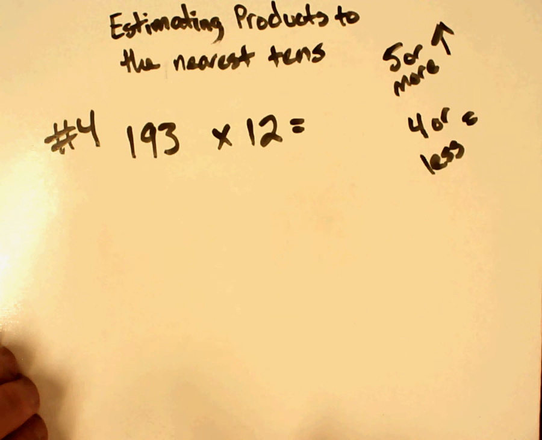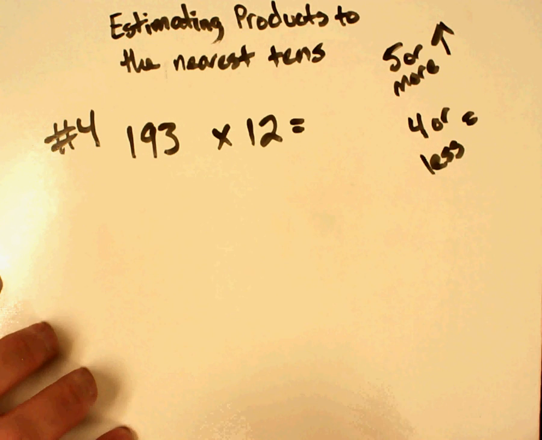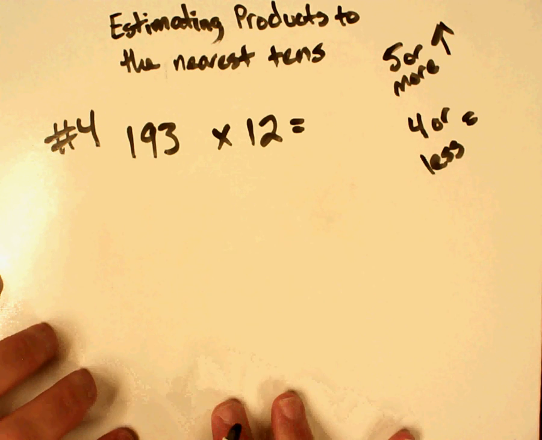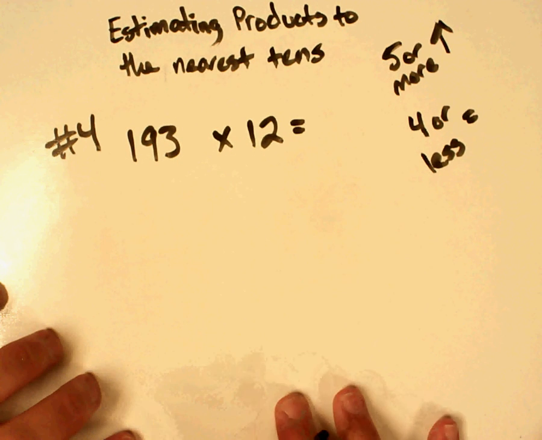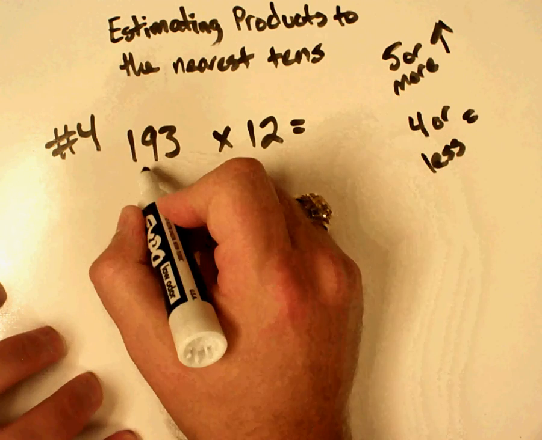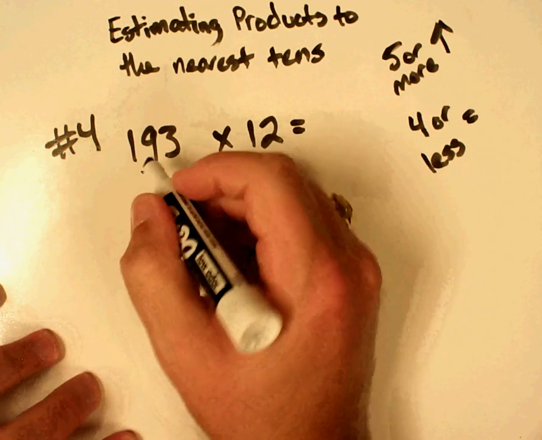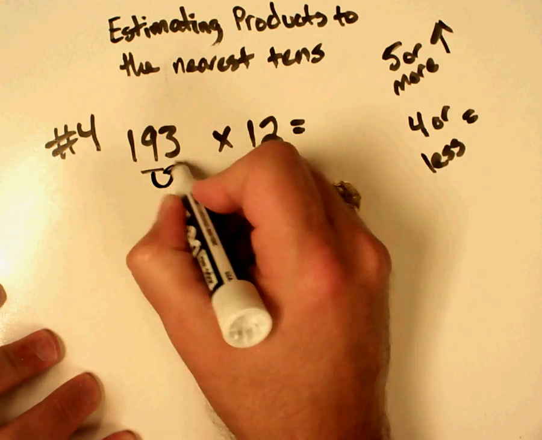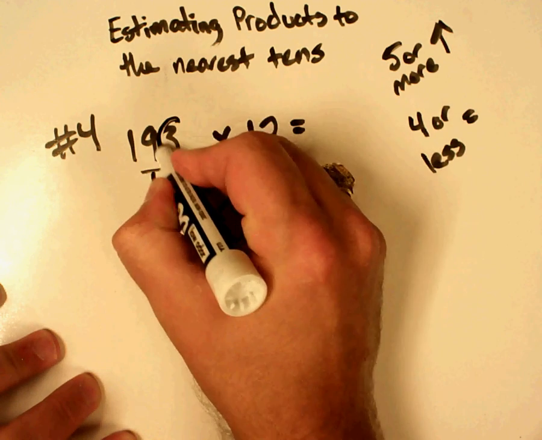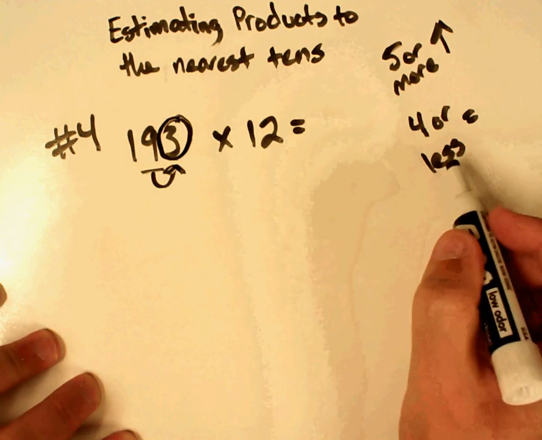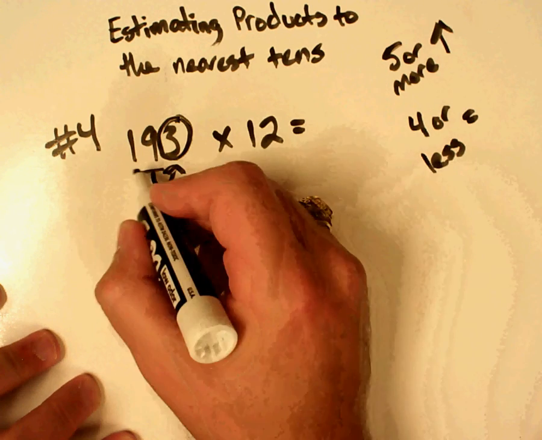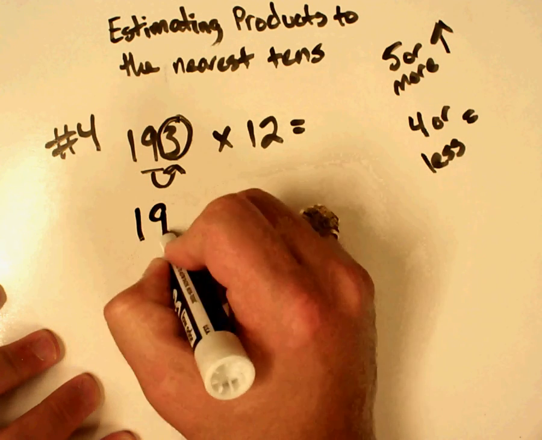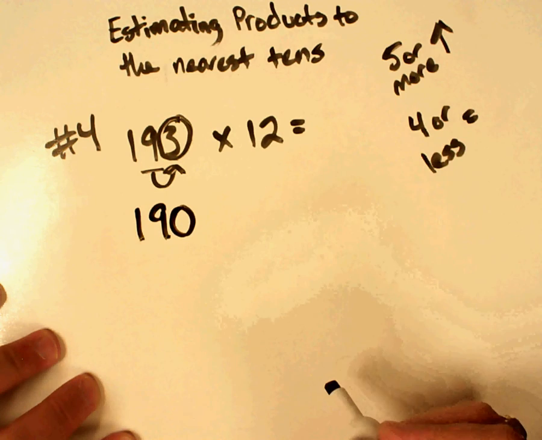Okay, hopefully you tried to do it on your own. So I'm going to go a little bit quicker this time. So again, rounding to the tens place. So I'm going to underline my 9 because it's in the tens place. Look to the right to see what I need to do. The 3 is 4 or less, so I'm going to let it rest. So my 193 rounds to 190.